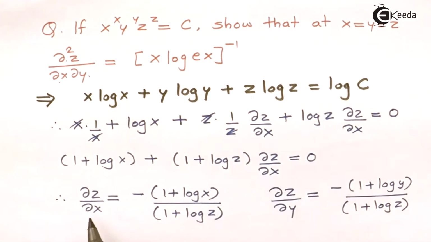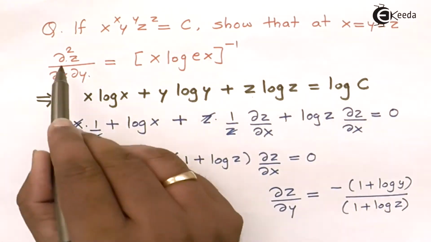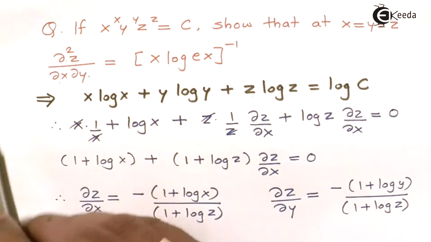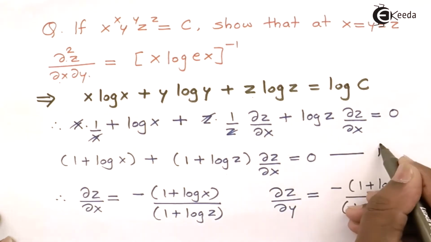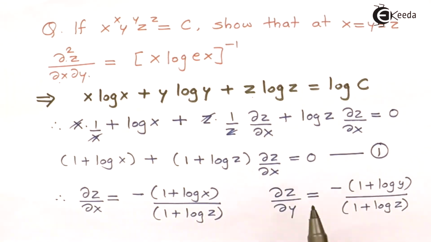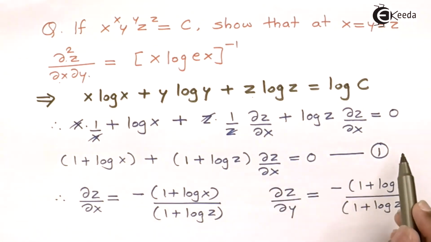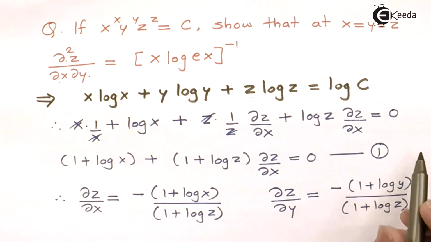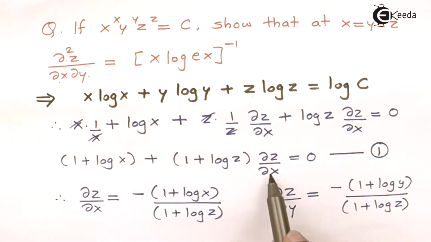So here we got two values. Now as we want to find the value of del square z by del x del y, I'll call this equation number 1. Now in this equation I got the del z by del x term. So what I'll do is differentiate this equation number 1 with respect to y partially, so that here I can get del square z by del y del x.